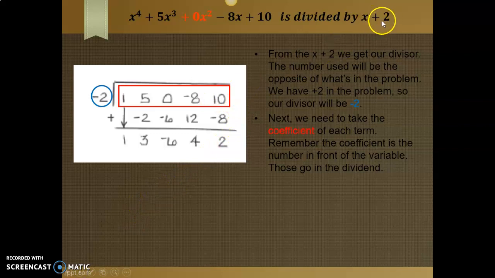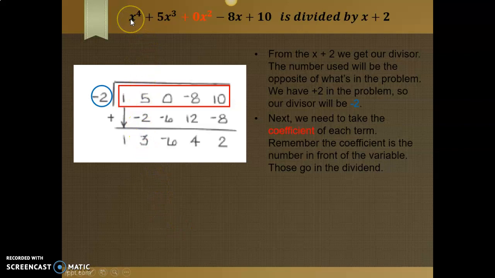From our divisor, x plus 2, we will take the opposite of plus 2, which is minus 2, and that becomes our divisor for our synthetic division. And then each coefficient, remember the coefficient is a number that comes in front of the variable, not the exponent. That will become the numbers that are going to be in our dividend.